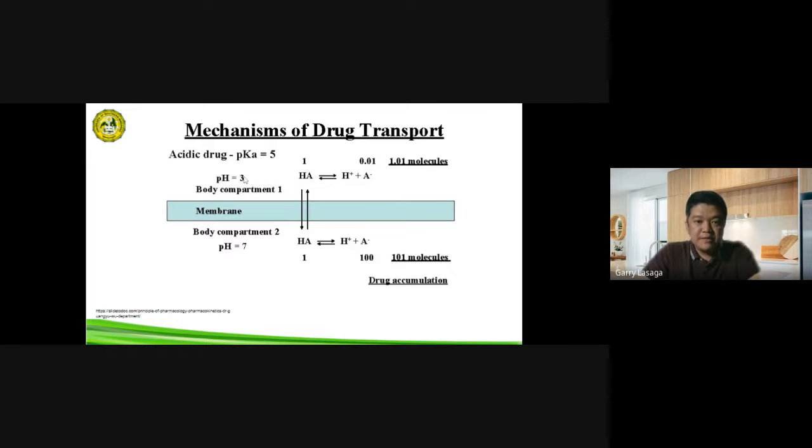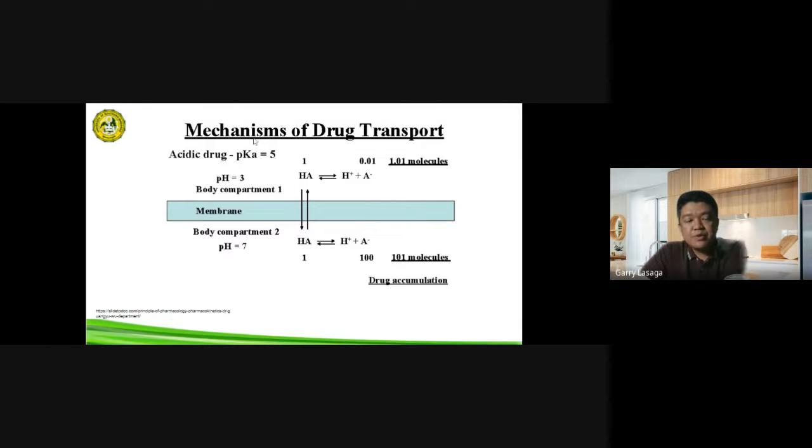And for this acidic drug with a pKa of 5, if we make the pH 4, this will be 0.1. And if we make it 3, 0.01. If we make it 2, this would be 0.001. And so on and so forth.